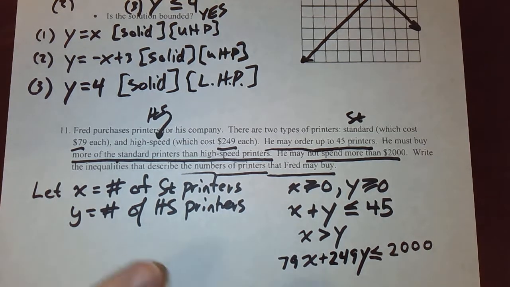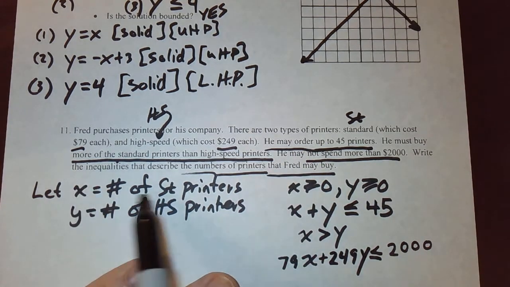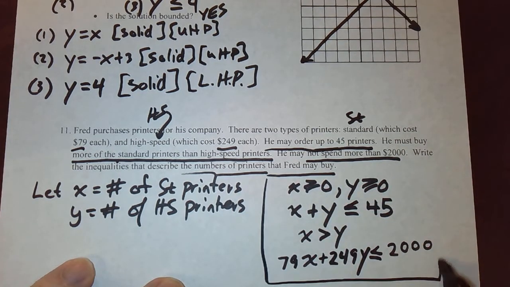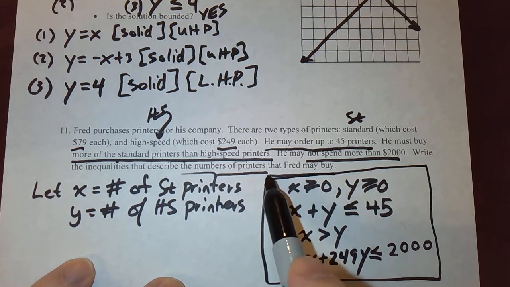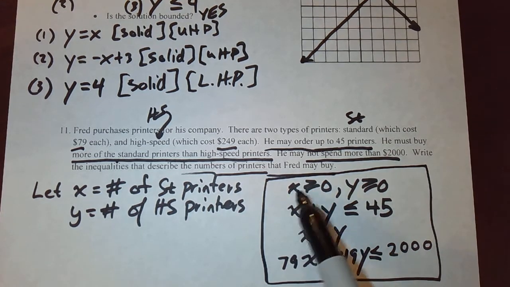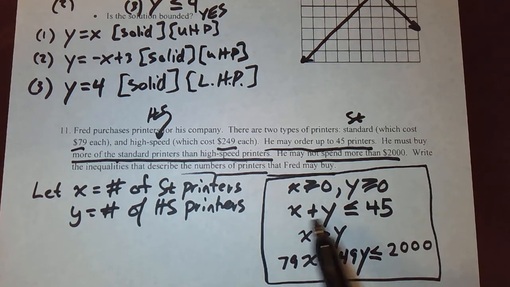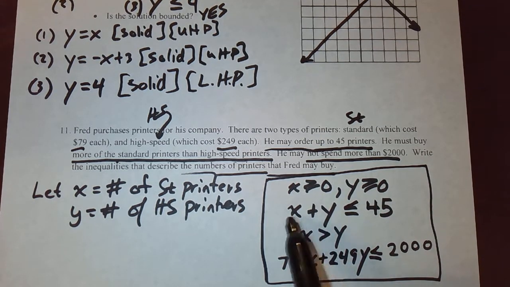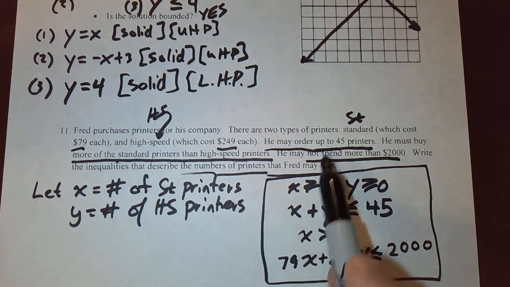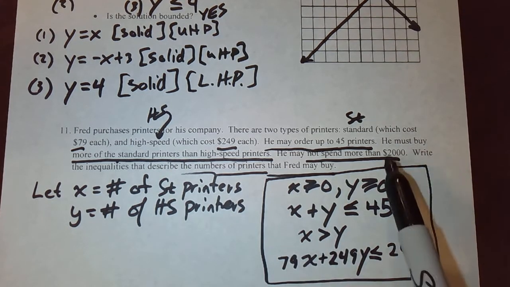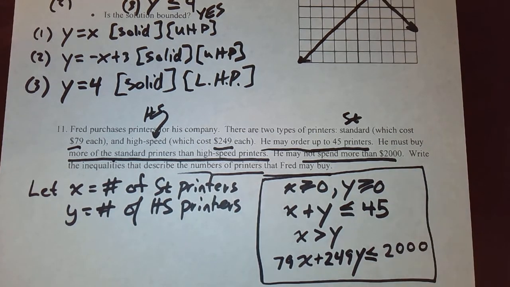And that's it. We've used every bit of information in this problem to write out the inequalities associated with it. The number of standard printers greater than or equal to 0. Number of high-speed printers greater than or equal to 0. The number of printers, which is x plus y, the total number of printers, is at most 45, less than or equal to 45. The number of standard printers is greater than the number of high-speed. That was this inequality. And finally, the total cost has to be less than or equal to $2,000.